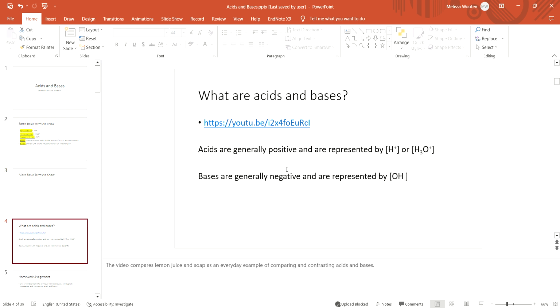So let's talk about what are acids and bases. This is a video comparing and contrasting the properties of acids and bases right here. You should know that acids are generally positive and represented by H plus or H3O plus, and that bases are generally negative and represented by OH minus.